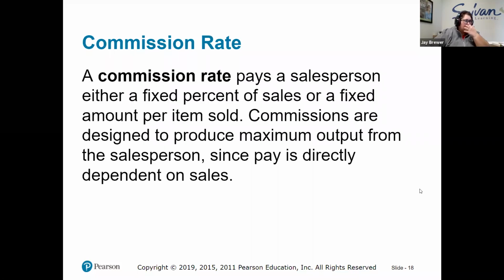All right, a commission rate pays a salesperson either a fixed percent of sales or a fixed amount per item sold. Commissions are designed to produce maximum output from the salesperson since pay is directly dependent on the sales.